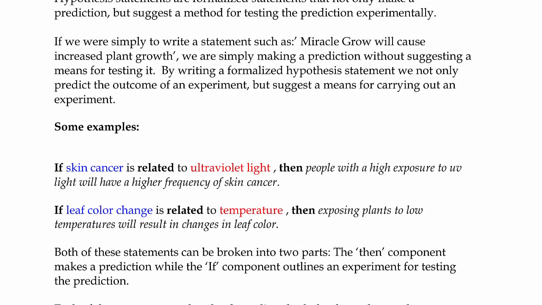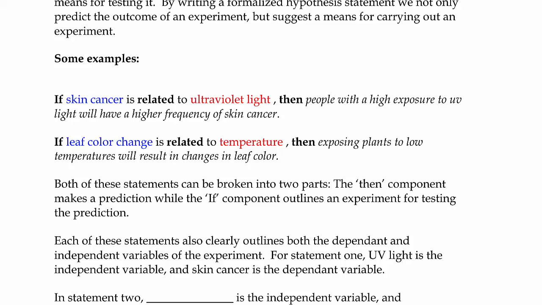We have two of them, in fact. I think we should number them. Let's call this puppy number 1. If skin cancer is related to ultraviolet light, then people with a high exposure to UV light will have a higher frequency of skin cancer. You notice the words in bold, in particular the if, then. Okay, there is no law of the universe that actually states that you have to use the if-then format in a hypothesis. It's not a bad way of organizing your thoughts, and therefore I recommend it.